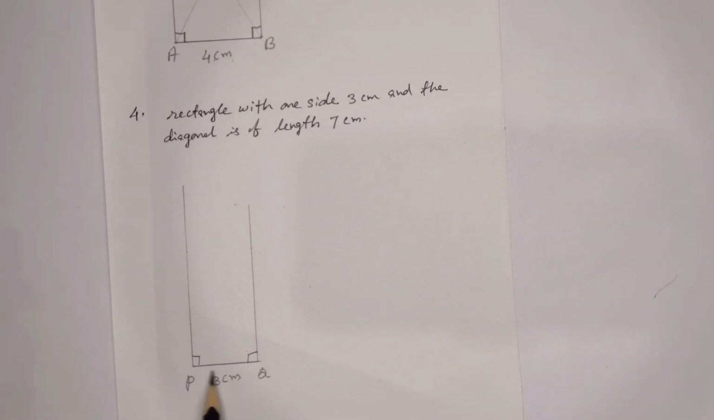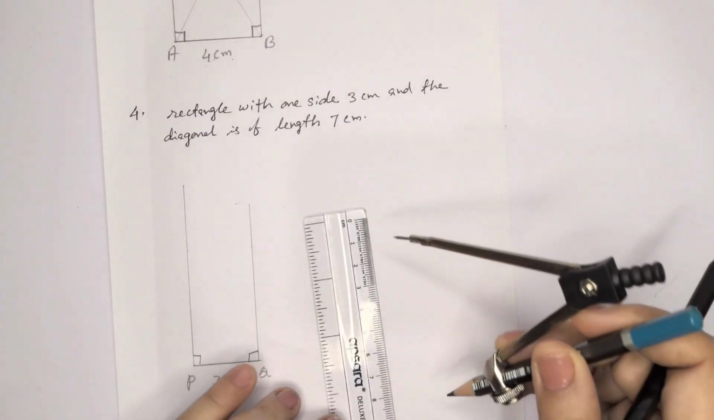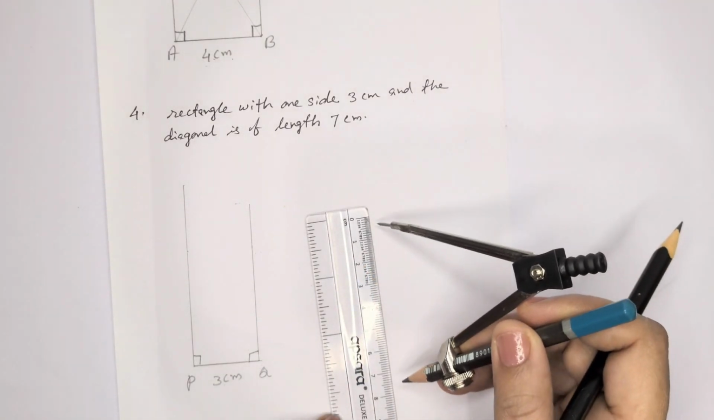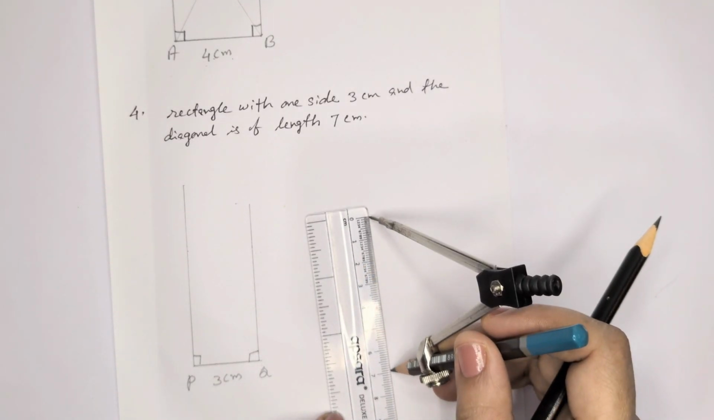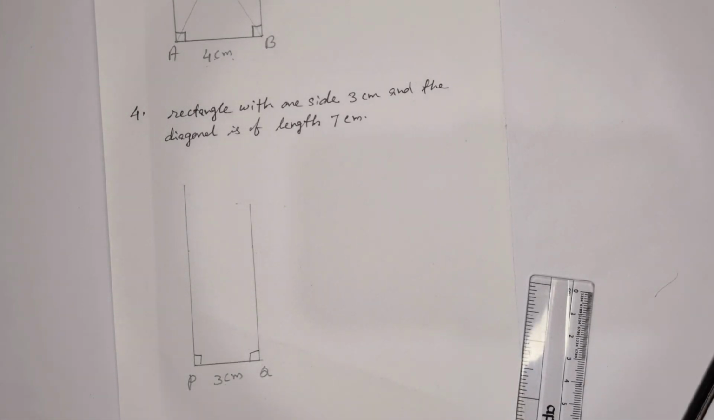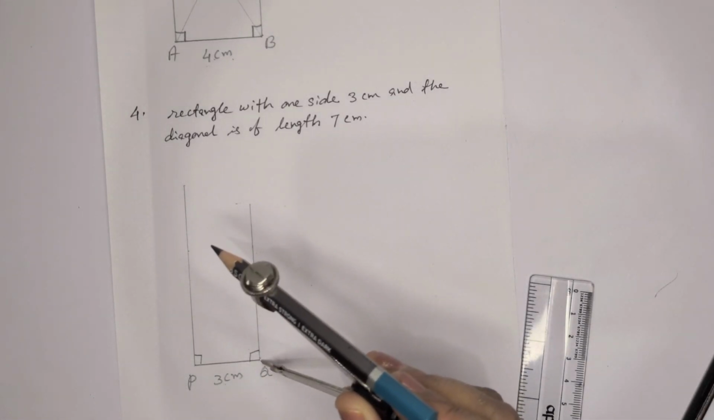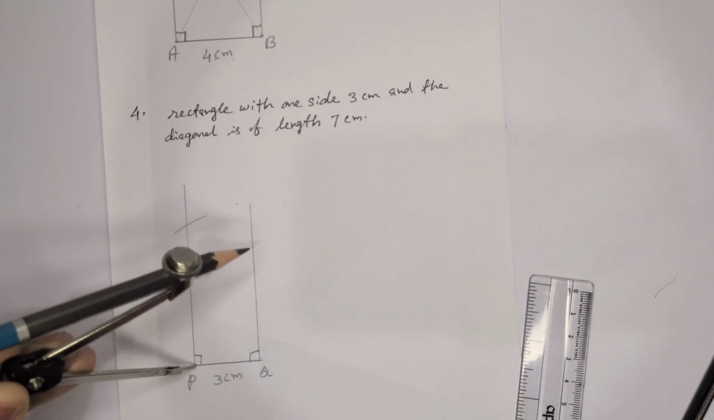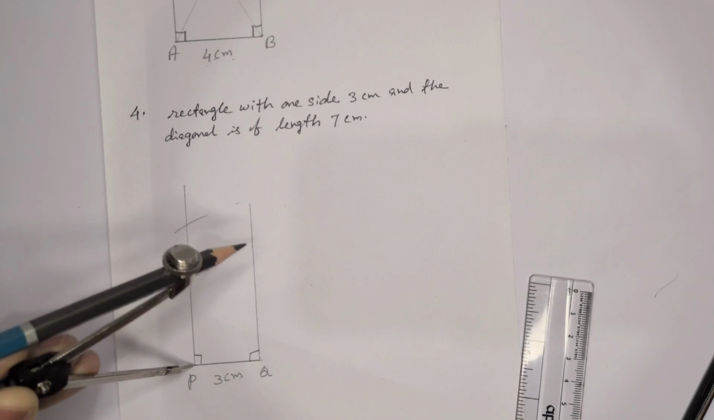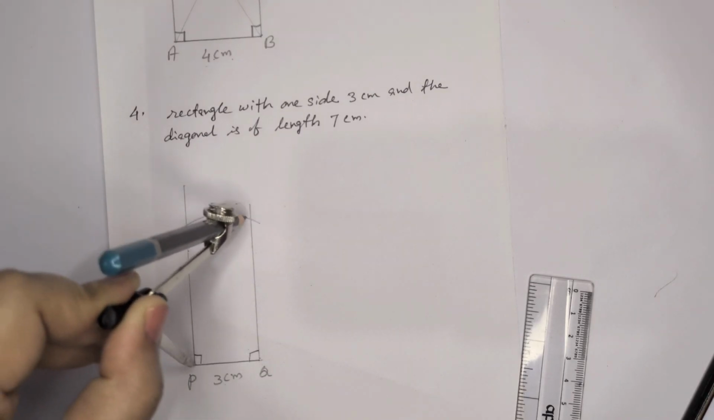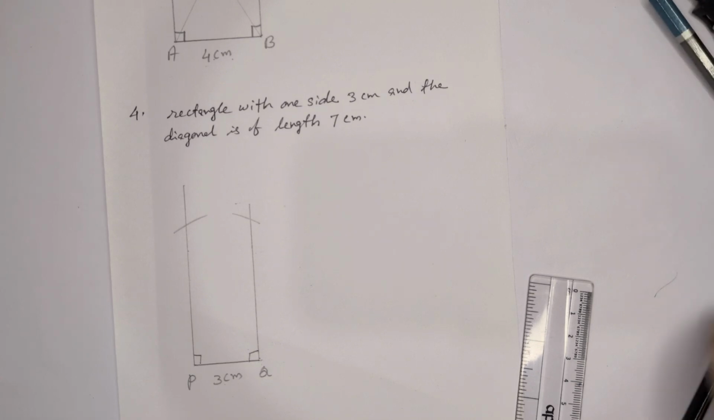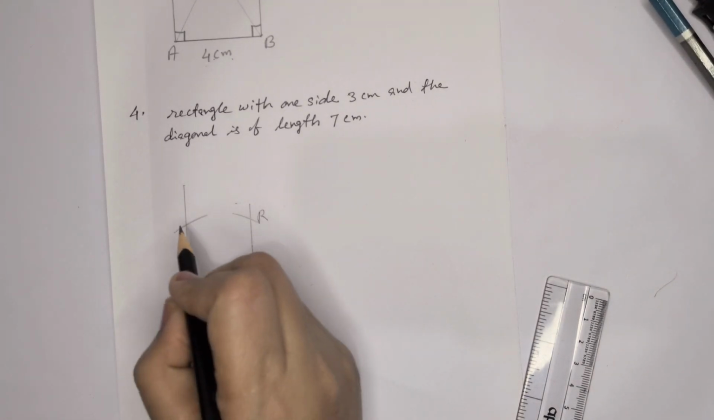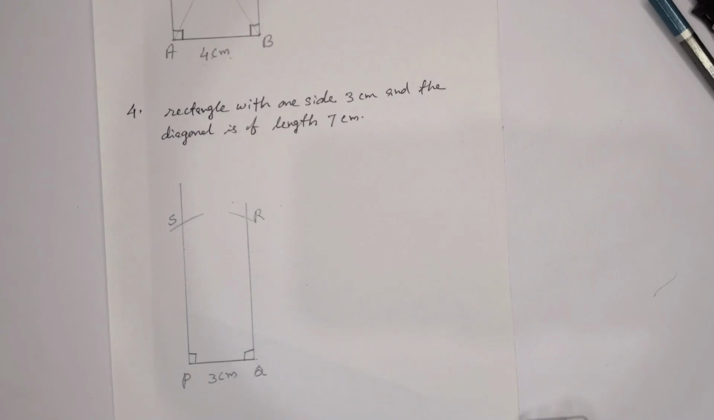Here first we have to draw PQ, the line segment of 3 centimeter, and with a protractor draw 90 degree, two perpendicular lines. Then take your compass, 7 centimeter as the diagonal length. So 7 centimeter. Then from Q, draw an arc on this line, and from P, the same radius here. Now we can mark these 2 points P, Q, R, S, and join R and S.